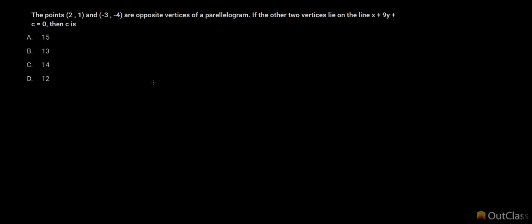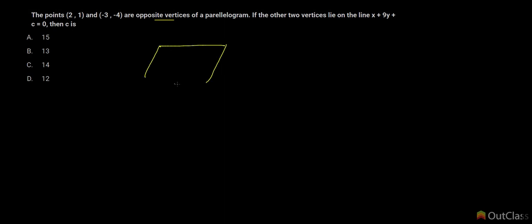The points (2, 1) and (-3, -4) are opposite vertices of a parallelogram, which means they lie on a diagonal. If the other two vertices lie on the line x + 9y + c = 0, then c is how much? Again, the other two vertices also lie on a diagonal. What are the concepts at play here? From Euclidean geometry, we have properties of a parallelogram. The one that I'm looking at is that diagonals of a parallelogram bisect each other. What else do we need? We need the midpoint formula from coordinate geometry.